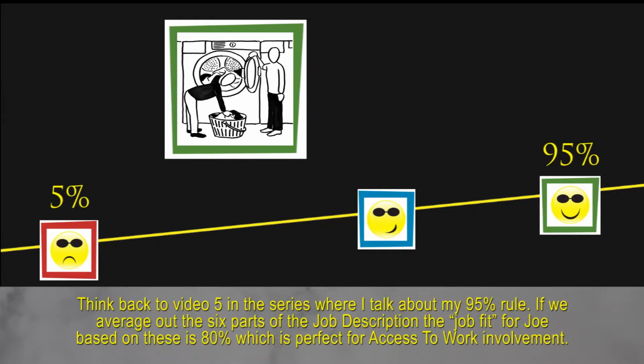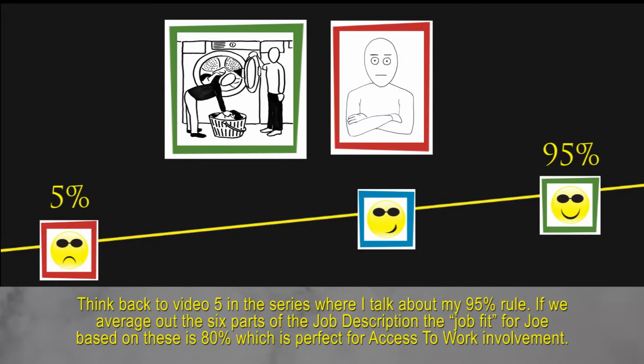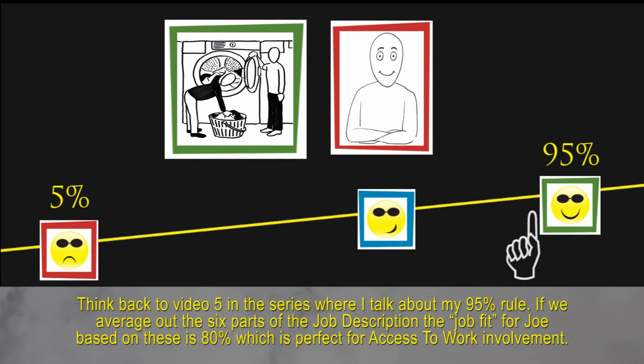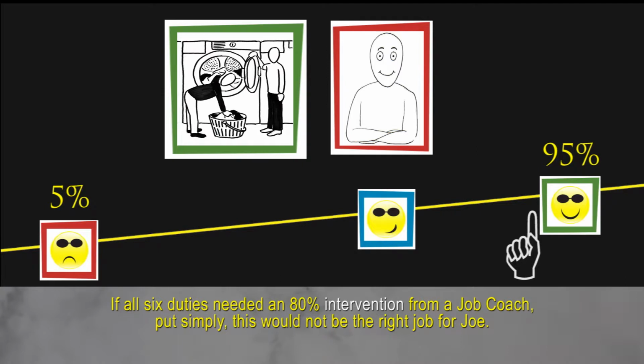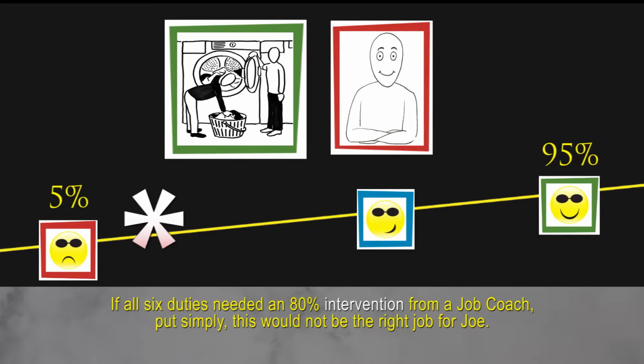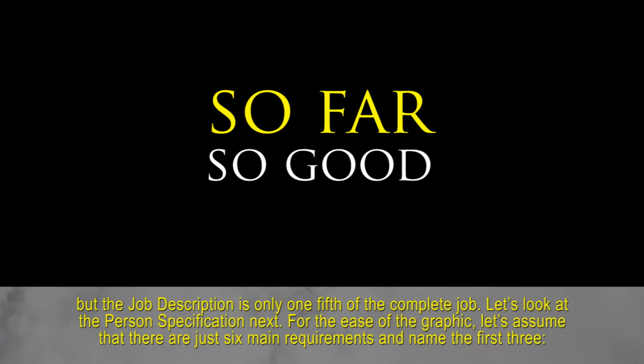Think back to video 5 in the series where I talk about my 95% rule. If we average out the 6 parts of the job description, the job fit for Joe based on these is 80%, which is perfect for Access to Work involvement. If all 6 duties needed an 80% intervention from a job coach, put simply, this would not be the right job for Joe. So far, so good, but the job description is only 1/5 of the complete job.